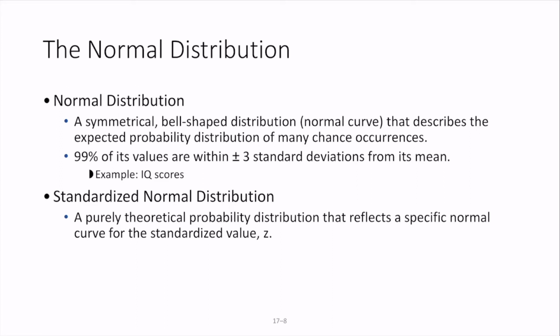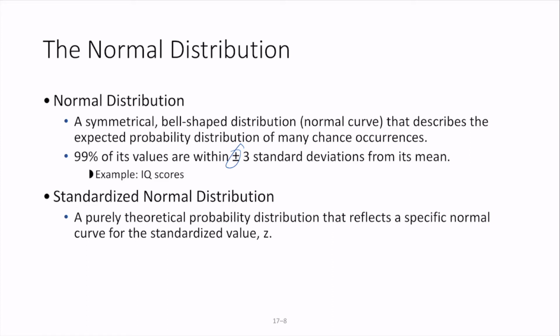As you see here, 99% of its values are within plus or minus 3 standard deviations from its mean. Whenever you see this symbol here, it means plus or minus. Now, when they measure IQ scores, you'll see that bell curve, and it'll be plus 3 or minus 3 deviations from what's average.